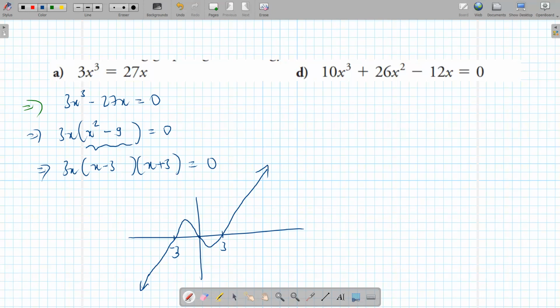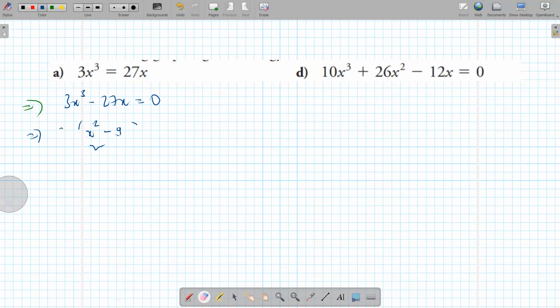Where is this function positive? When x is between negative 3 and 0. Anywhere else? When it's greater than 3. Right, that's where it's positive. What about negative? When x is less than negative 3, and between 0 and 3. That's right. And you're done. Easy peasy.